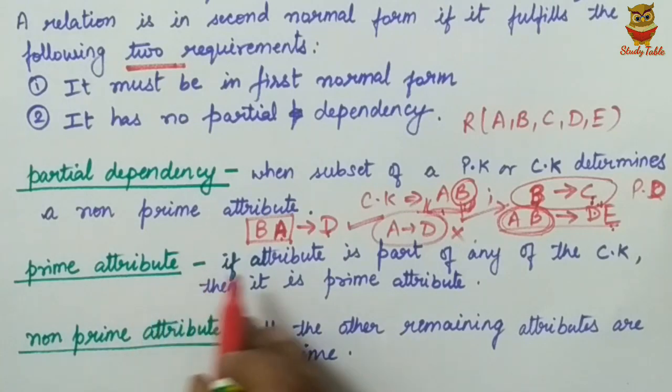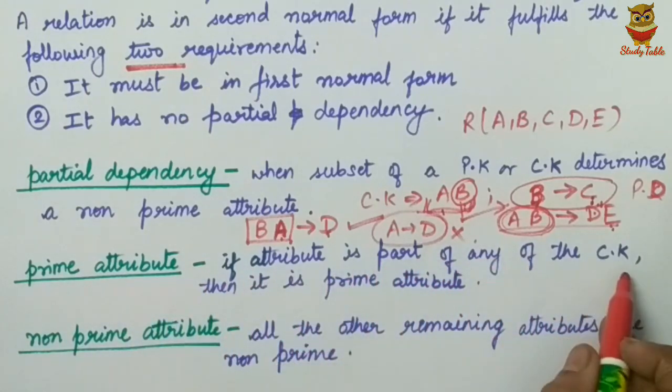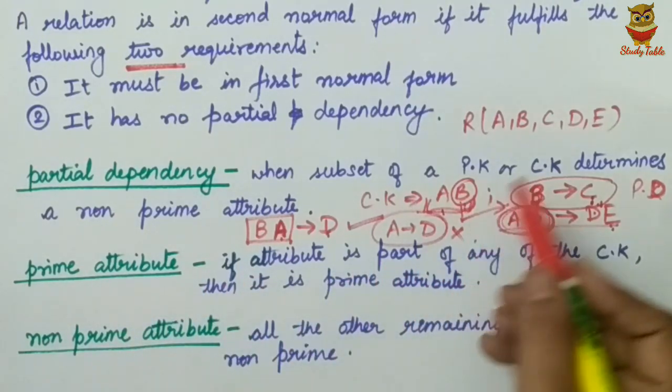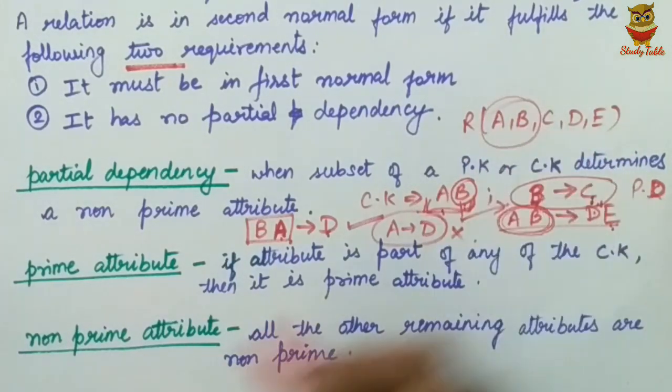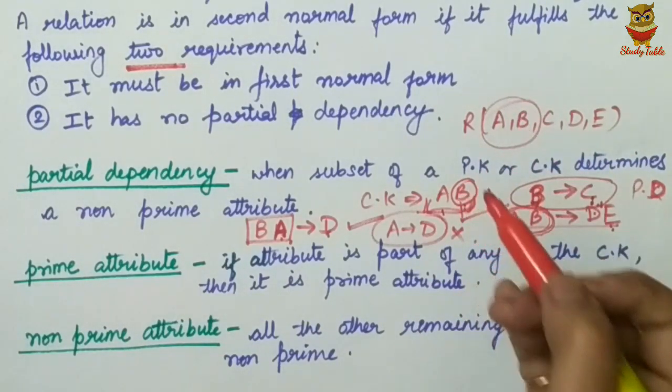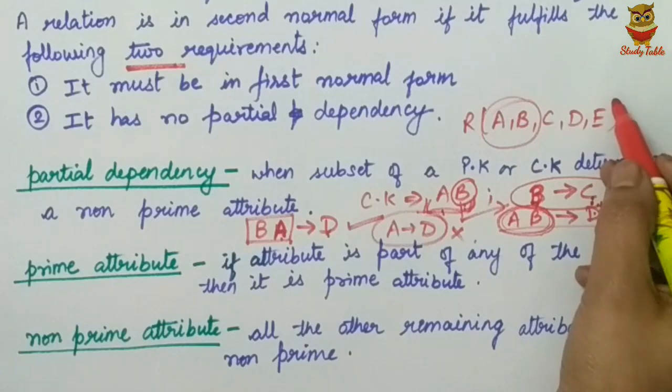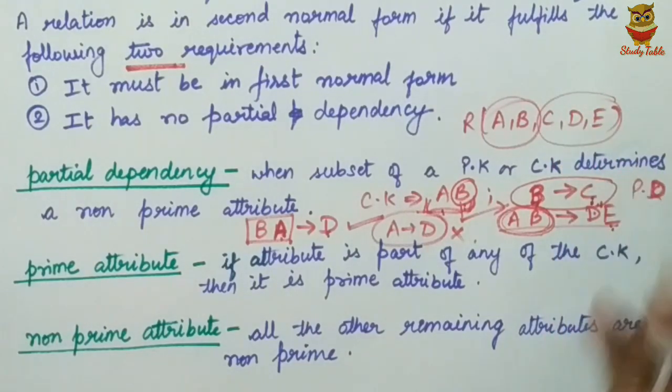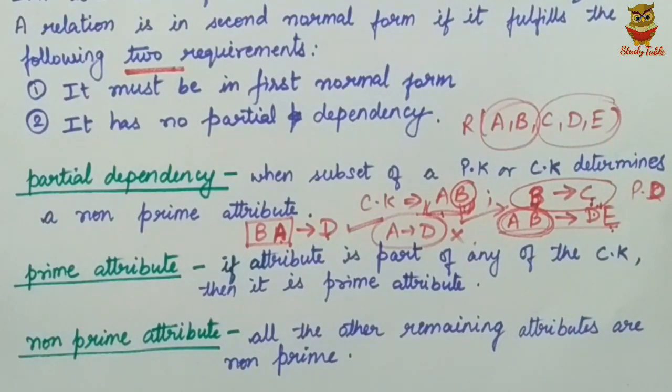Now, prime attributes: if an attribute is part of any of the candidate keys, then it is a prime attribute. That is, in this relation, A and B are the prime attributes as they are part of the candidate key. And the remaining attributes, C, D, E, are the non-prime attributes.